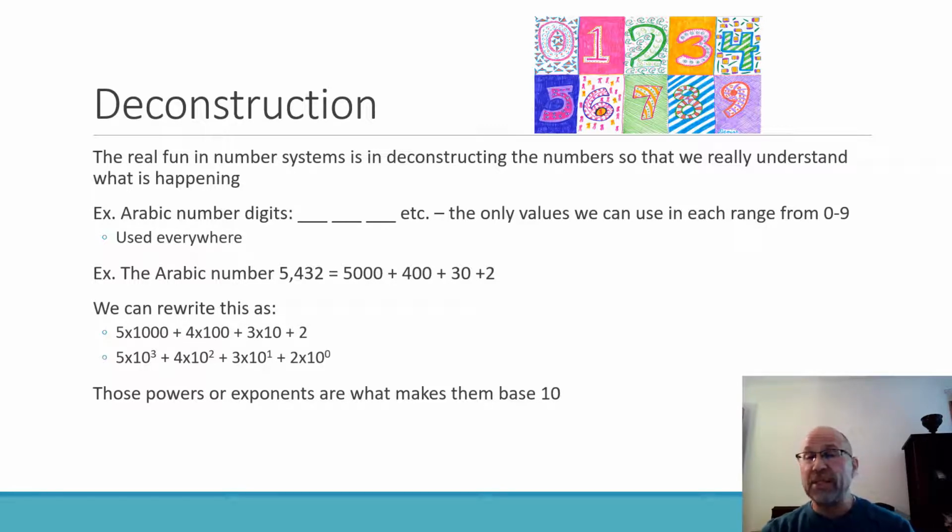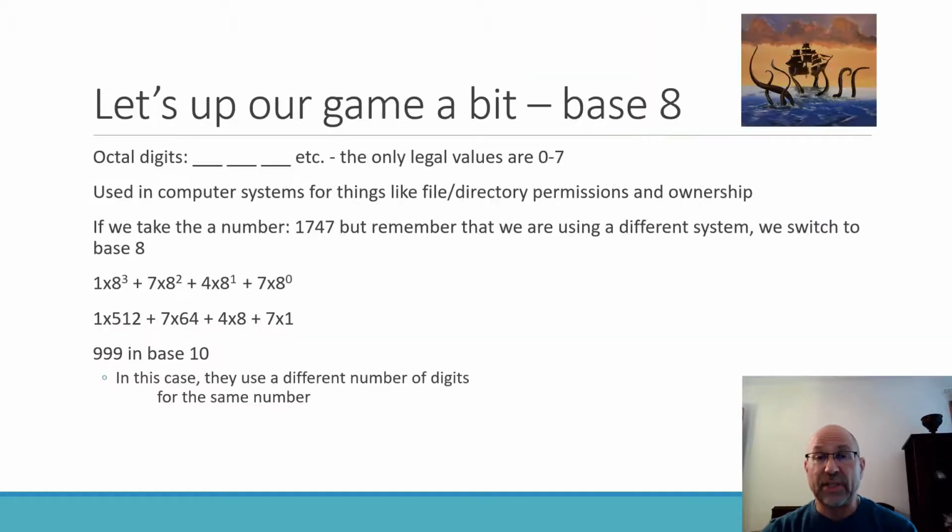Okay, so if we keep this in mind, we can actually move on to some of the other number systems. So let's go to octal. We'll up our game a little bit here. So same rules. We've got a couple of digits, whatever they are, but we know that the only legit numbers in those spaces are now 0 to 7. Can't use 8 or 9 anymore.